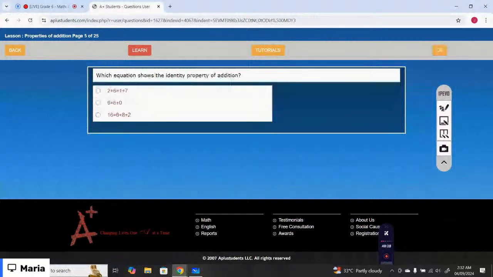Which equation shows the identity property of addition? Which is the correct option? You have 2 plus 6 equals 1 plus 7, 6 equals 6 plus 0, and 16 equals 6 plus 8 plus 2. So, which is the property of addition?